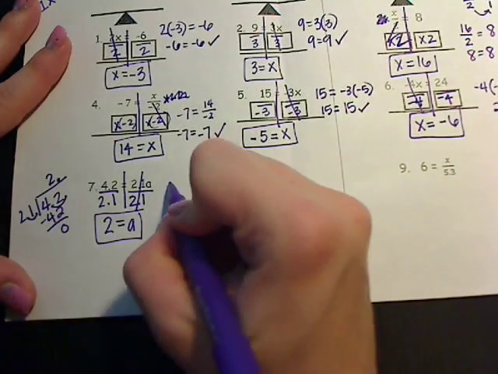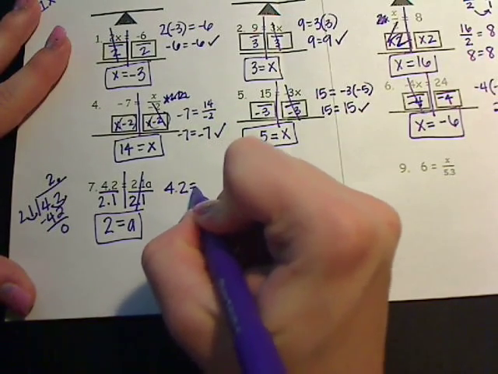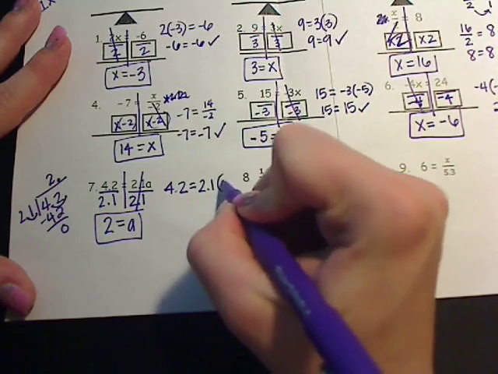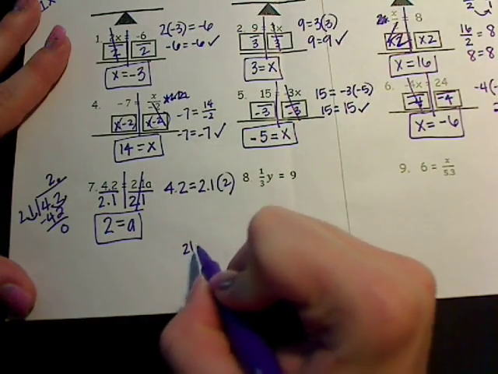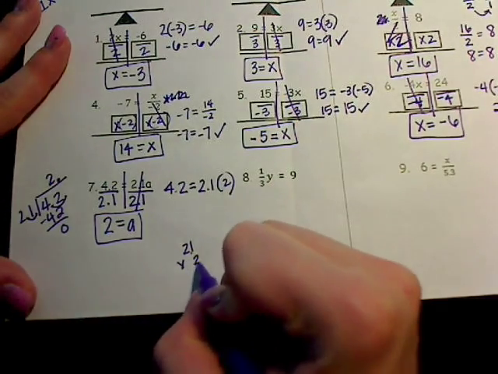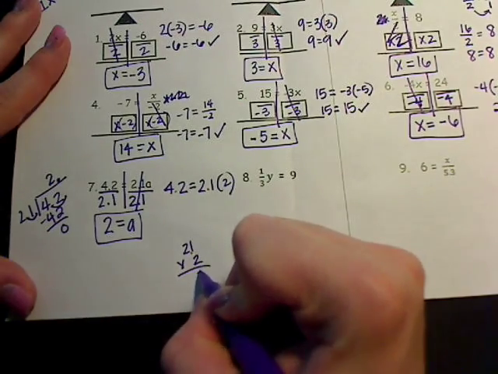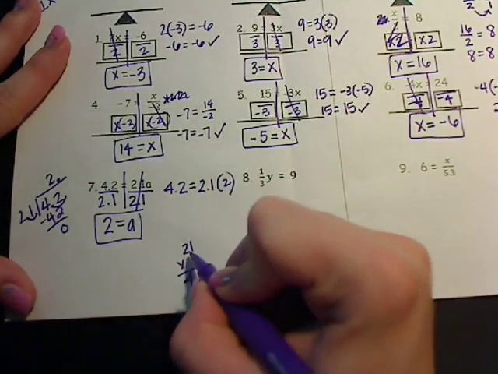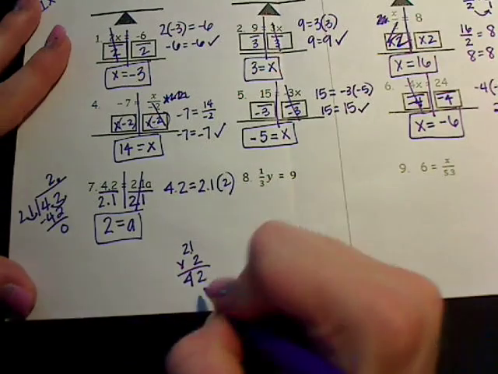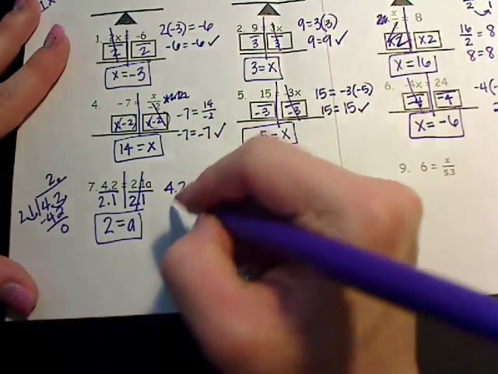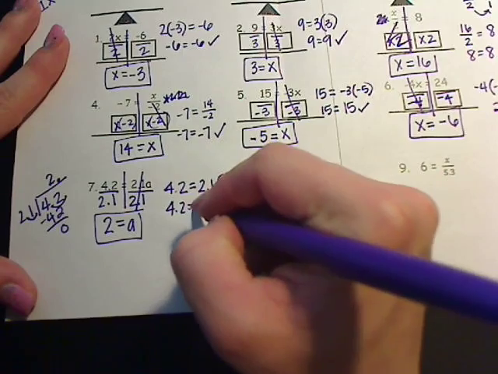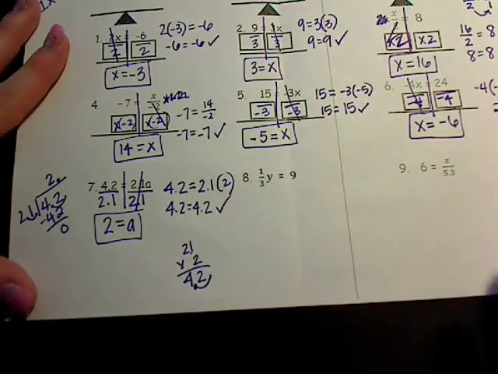Plug it back in just to make sure. 4.2 should equal 2.1 times 2. 2.1 times 2. 2 times 1 is 2. 2 times 2 is 4. I have one number behind a decimal, so one time. So 4.2 does equal 4.2, so I did that correctly.